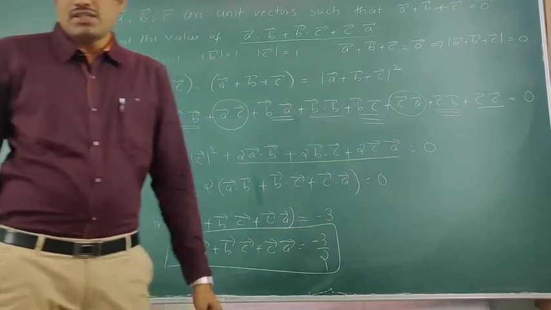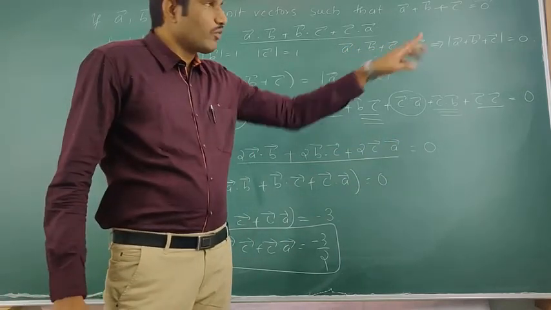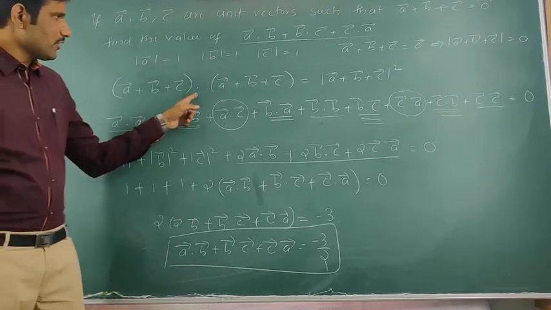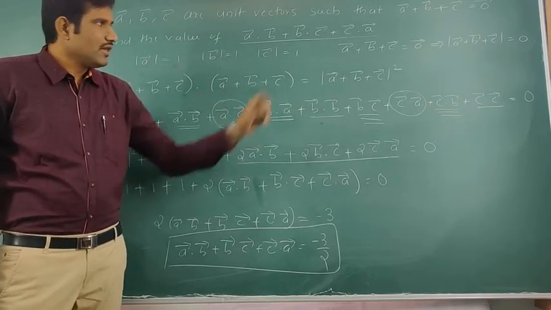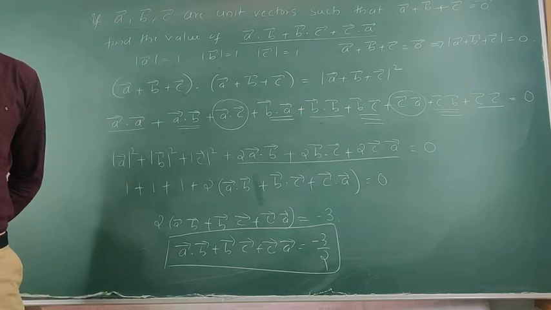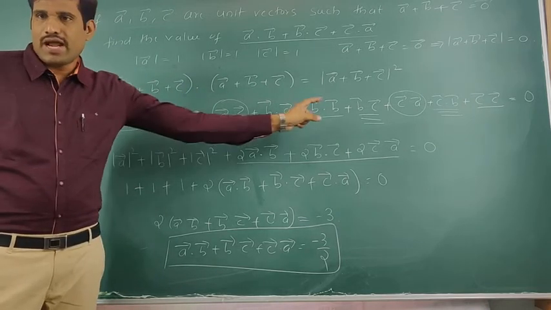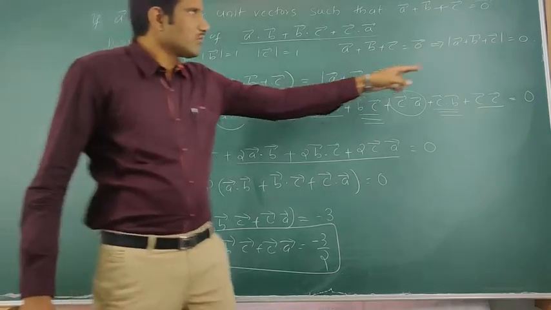A plus B plus C is 0. So A plus B plus C 0 means its magnitude is also 0. I will find A plus B plus C dot A plus B plus C, that is magnitude of A plus B plus C whole square. Multiply the brackets.